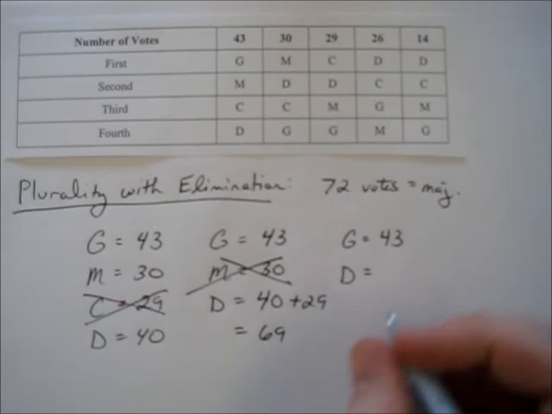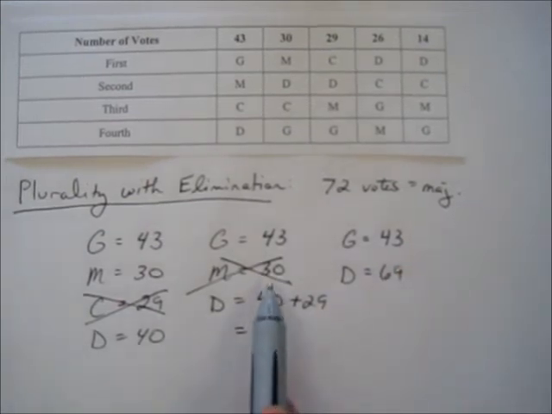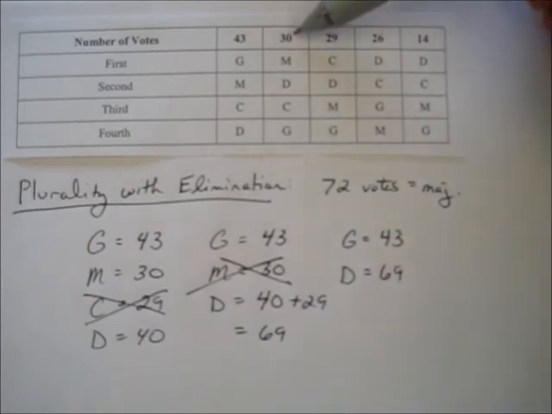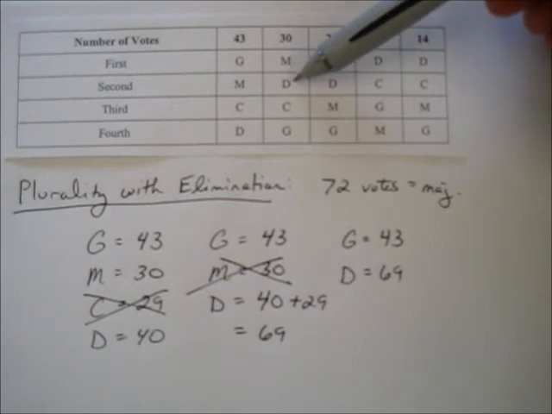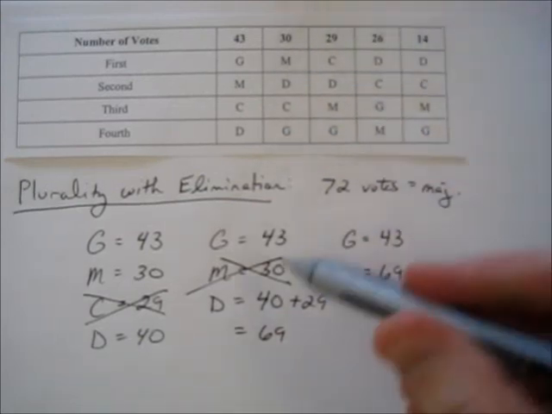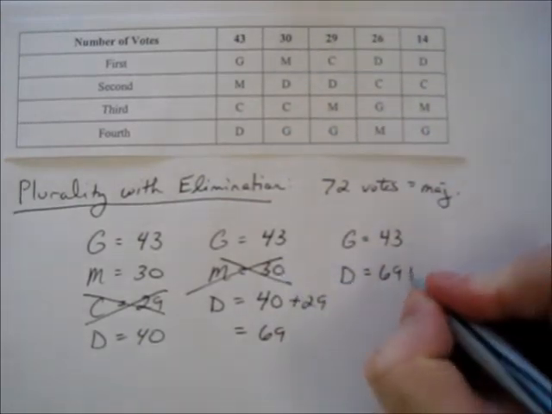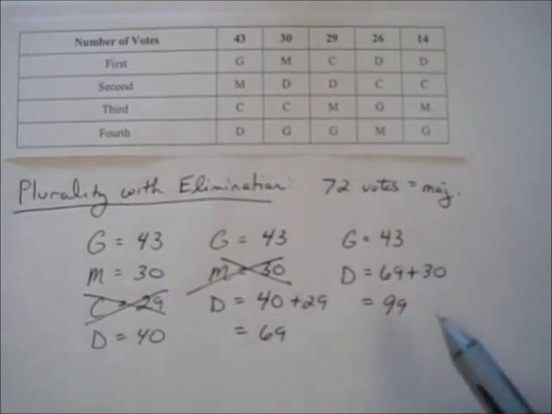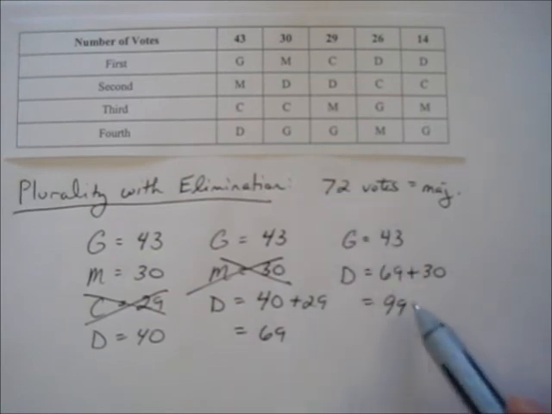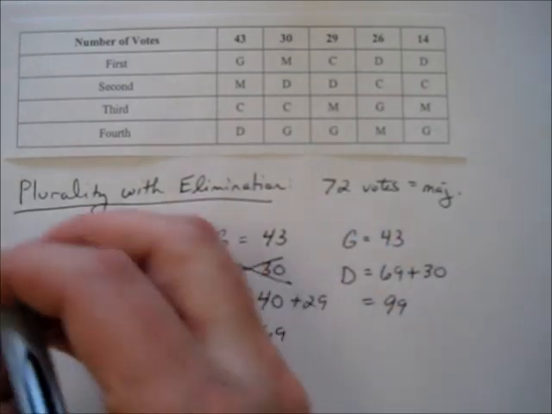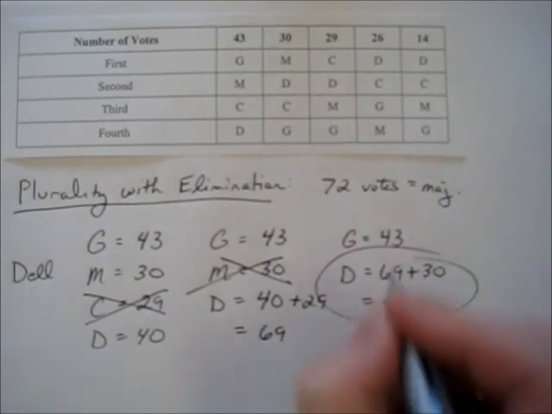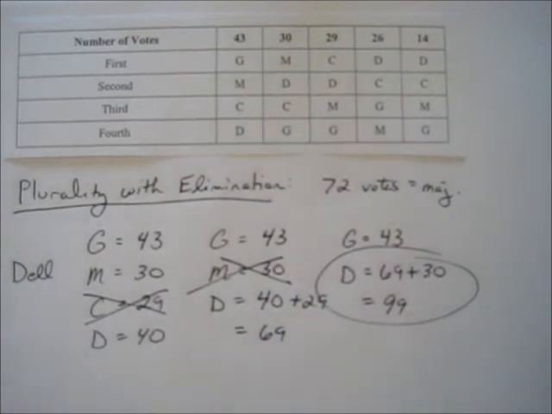Gateway still has 43, Dell still has 69, and now we've got to decide what to do with these 30 people who voted for Mac. So we go back to the preference table, we find those 30 people right here. They originally voted for Mac. If they're not allowed to vote for Mac, their second choice was Dell. So we're going to give those 30 votes to Dell as well, and we end up with 99, and now we have a majority. 99 is more than 72, so Dell would win the election if we use plurality with elimination.